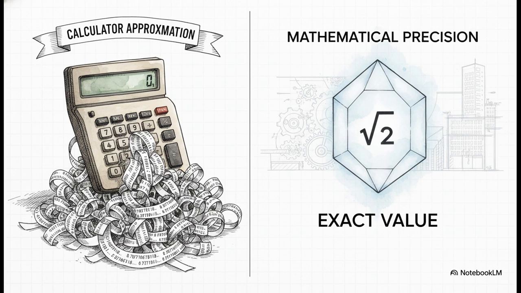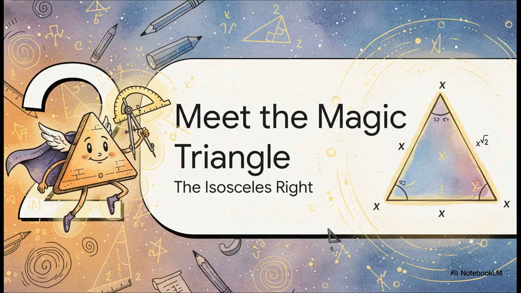You see, in higher-level math or engineering or physics, those tiny little rounding errors can add up and cause big problems. We need pure, precise, exact values to build with. And that's where good old geometry comes to the rescue. So how are we going to solve our 45-degree problem? Well, we're going to call in the hero of our story today, the first of two magic triangles that just make trigonometry click. It's the isosceles right triangle.